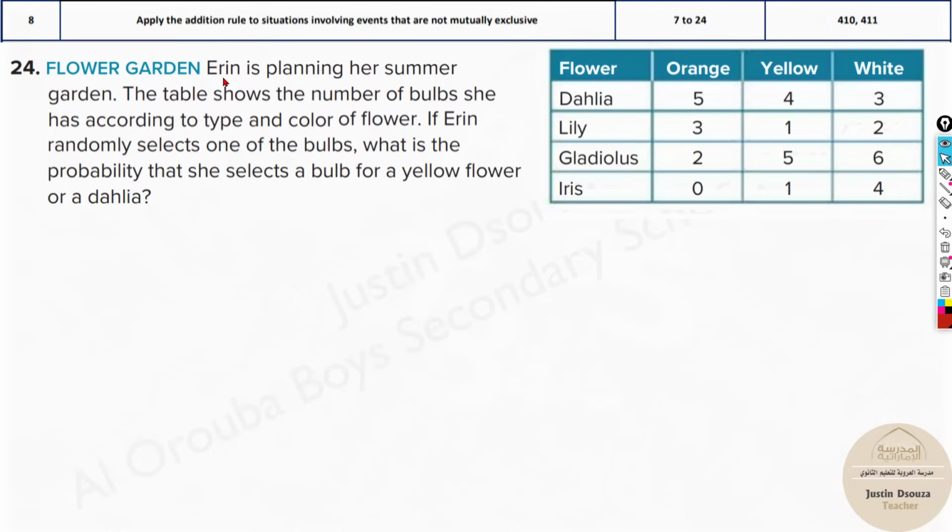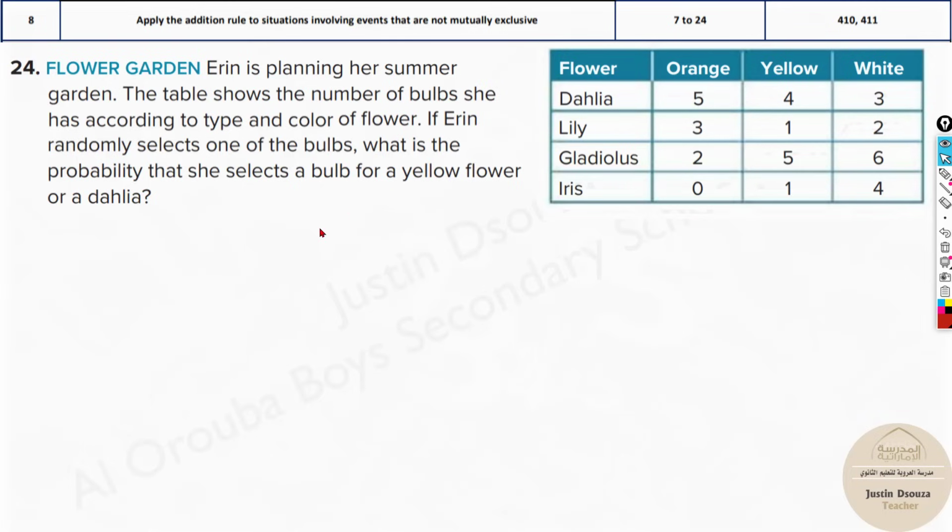Again, it's another similar one. Erin is planning her summer garden. The table shows the number of bulbs she has according to type and color of flower. If Erin randomly selects one of the bulbs, what is the probability that she selects a bulb for a yellow flower or a dahlia? So this is the flower dahlia.